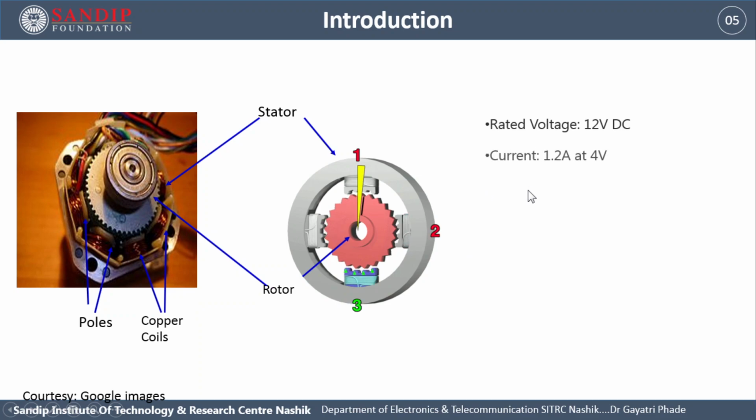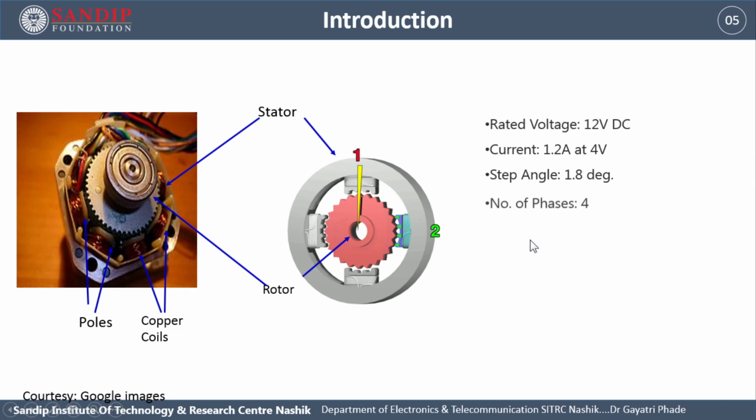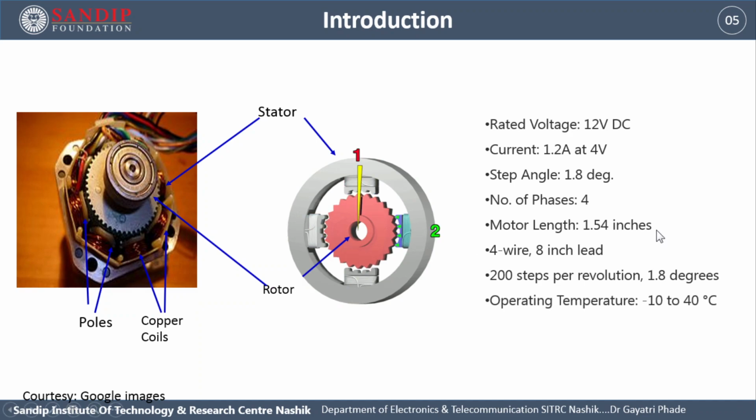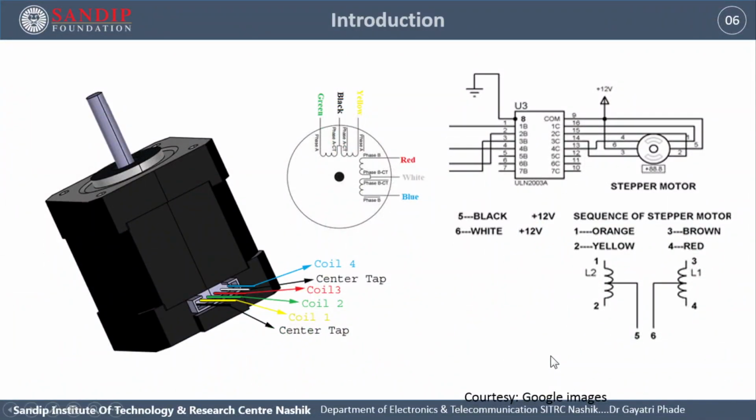Then we have seen the specification of the stepper motor, like rated voltage, current, step angle, number of phases, motor length, 4-wire 8-inch lead, 200 steps per revolution, 1.8 degrees, that is the step it moves, operating temperature, the temperature it can withstand, then torque and all. So we have seen all these specifications of the stepper motor. When we go to the market, we can ask the shopkeeper with these specifications to give the stepper motor.